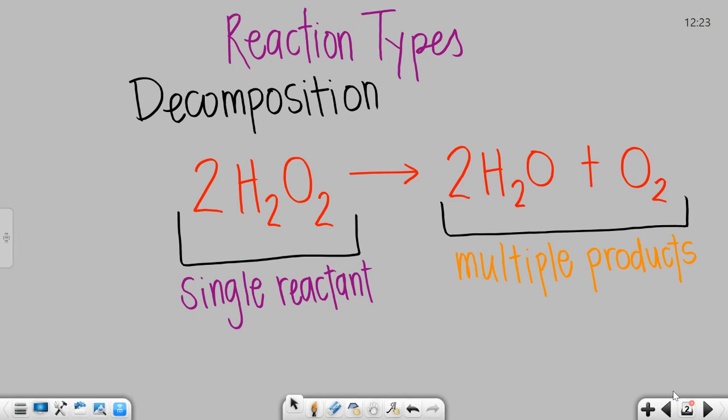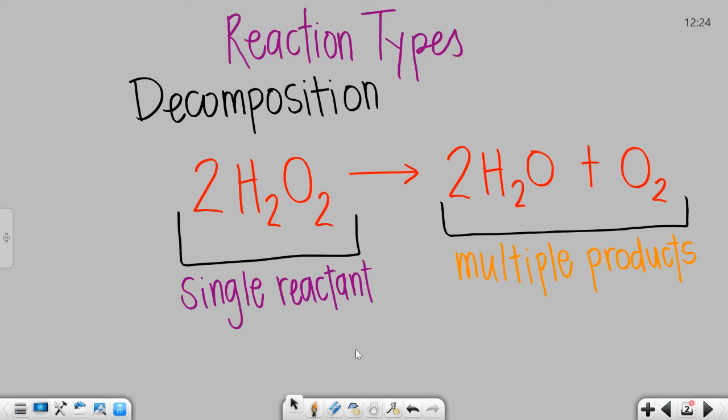The next reaction type is decomposition. Looking at the equation on the screen, we have the breakdown of hydrogen peroxide. So you have hydrogen peroxide compound breaking down to form water and oxygen. So you have a single complex reactant forming multiple simpler products. Single reactant, multiple products, decomposition.